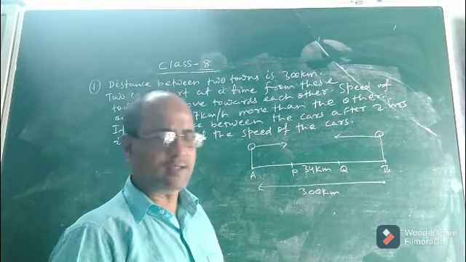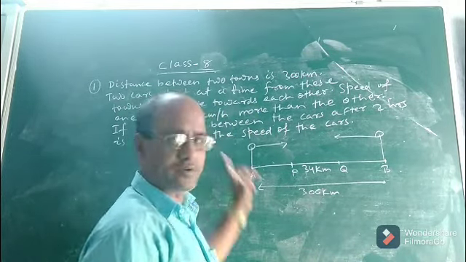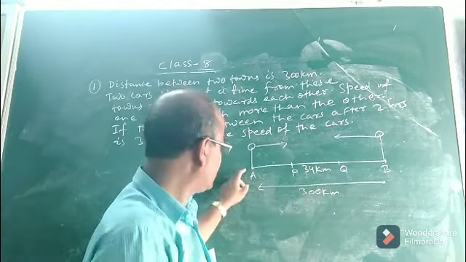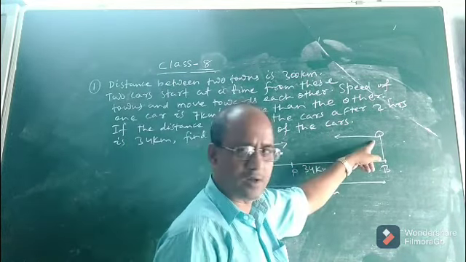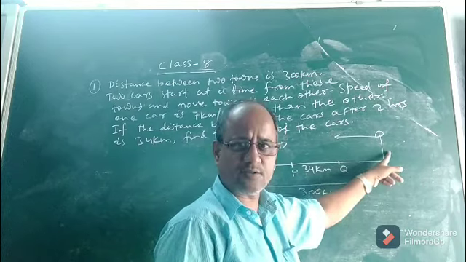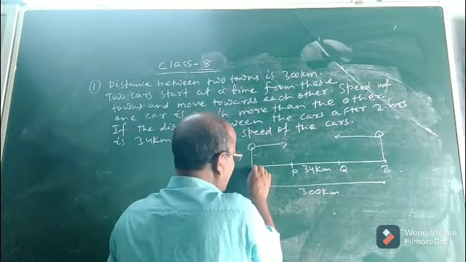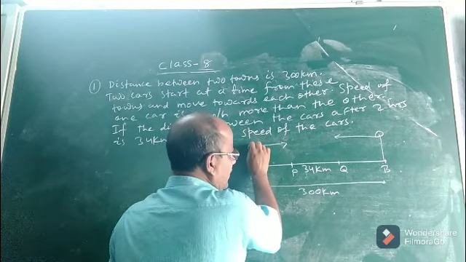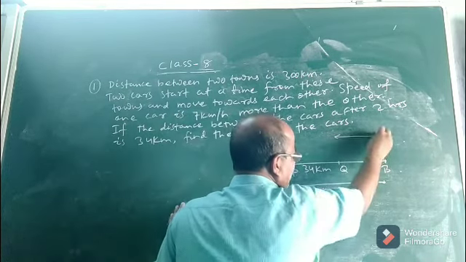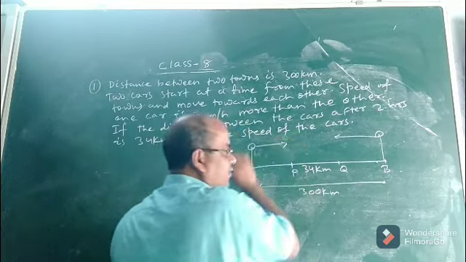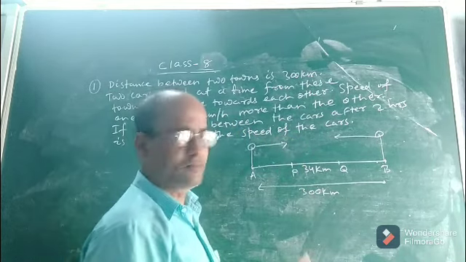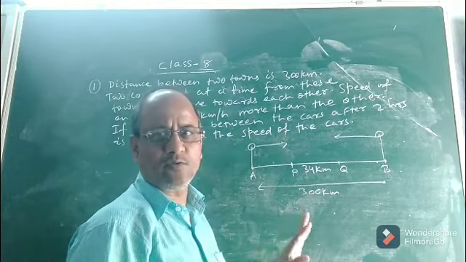Now what is happening? The question says two cars. Suppose this is one car, this is one car. Both the cars are moving towards each other. This car from town A is moving towards B, and this car from town B is moving towards town A. But at what speed they are moving, we do not know.